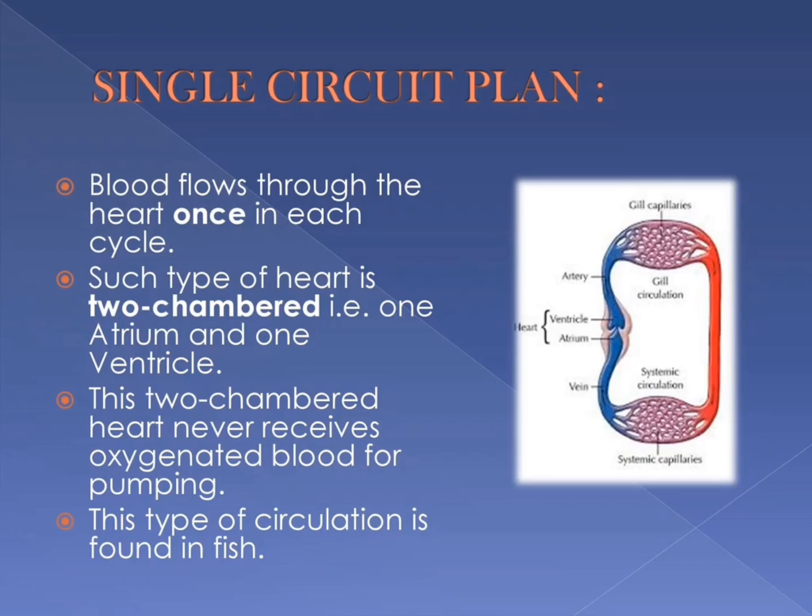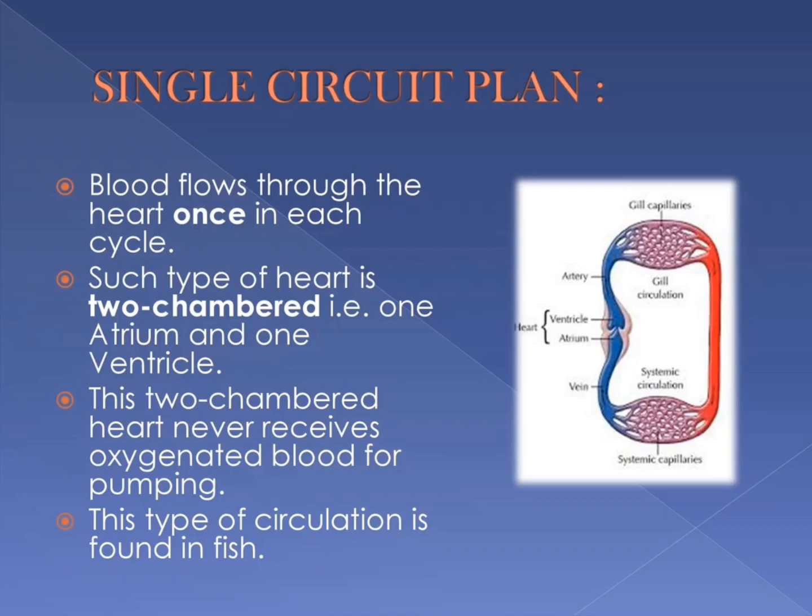Single circuit plan. In single circulation system, the blood passes through the heart only once during each complete circuit of the body. This means that the blood flows through the heart and then goes directly to the gills or lungs to be oxygenated and then is delivered directly to the body tissues. This type of circulation is found in fish and is also present in some amphibians and reptiles.